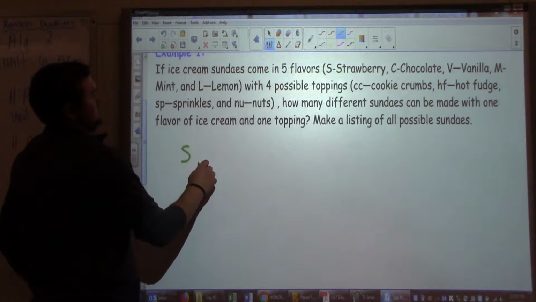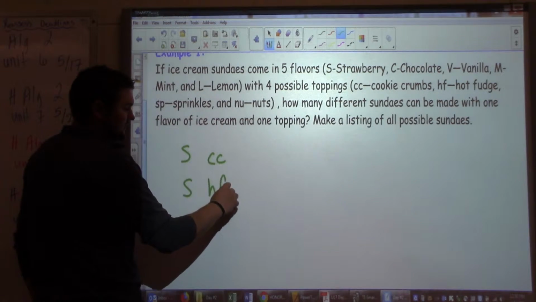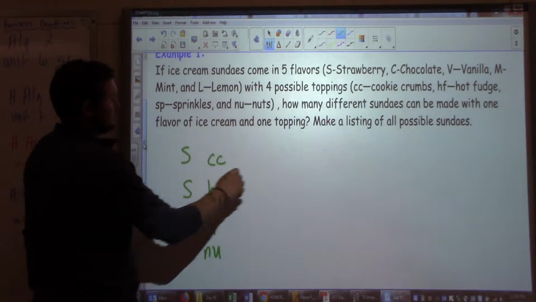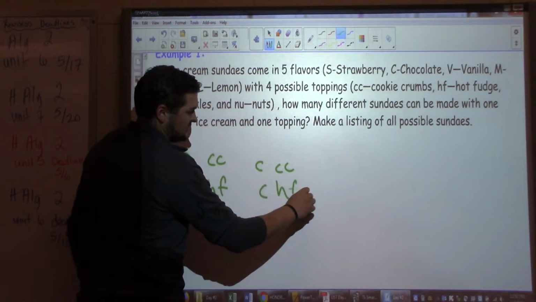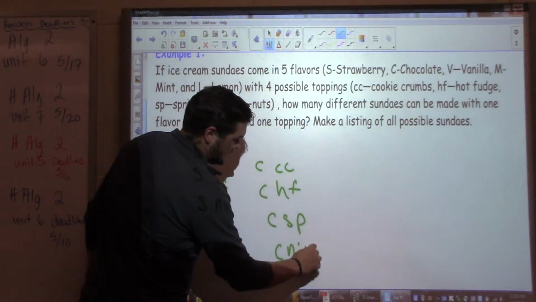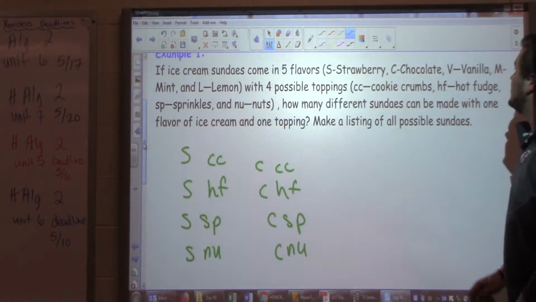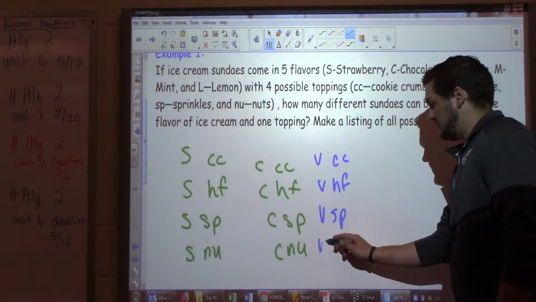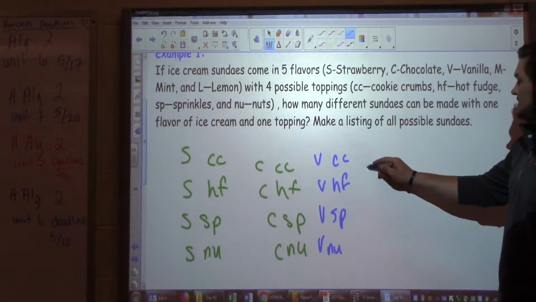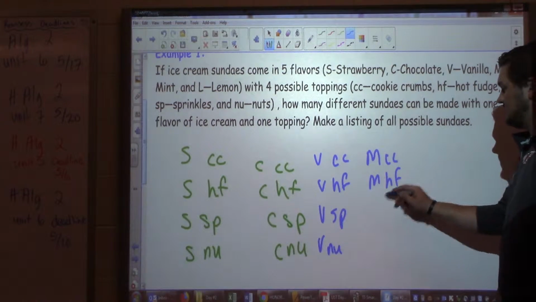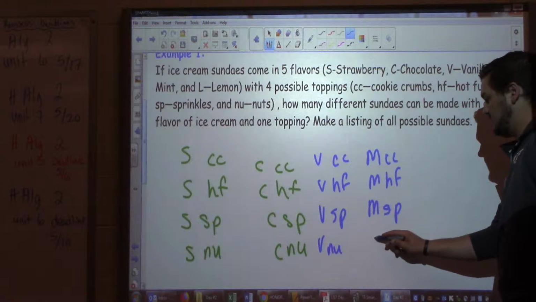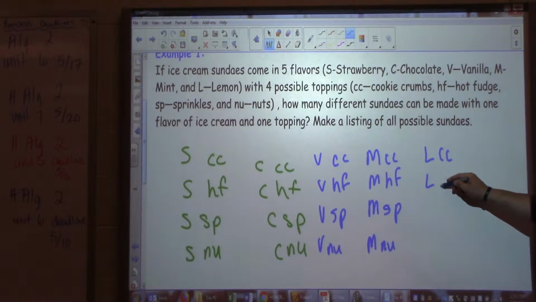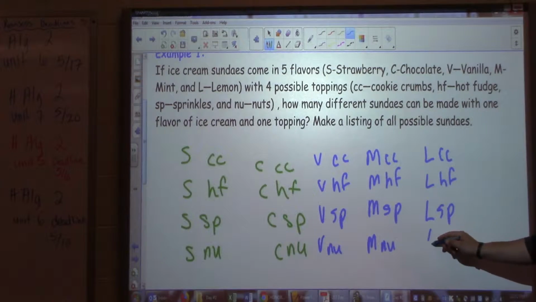Well, strawberry, cookie crumbs, strawberry, fudge, right? Make a list, it says so. Strawberry sprinkles, way too long. Strawberry nuts, chocolate with cookie crumbs, chocolate with hot fudge, chocolate with sprinkles, chocolate with nuts, vanilla, cookie crumbs, vanilla hot fudge, vanilla sprinkles, vanilla nuts, mint, cookie crumbs, mint hot fudge, mint sprinkles, mint with nuts, lemon, cookie crumbs, lemon hot fudge, lemon sprinkles, lemon with nuts.